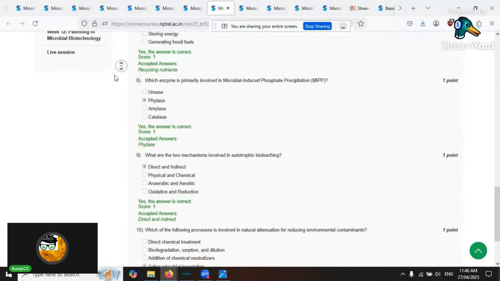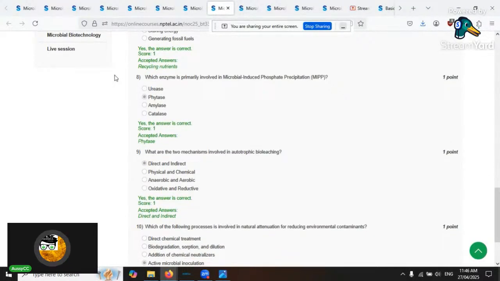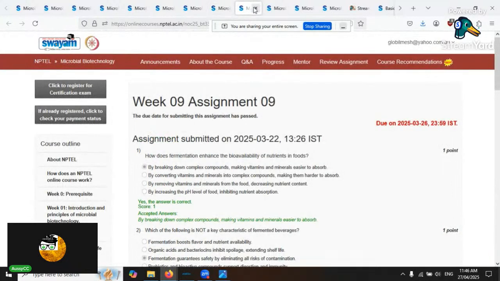What are the two mechanisms involved in autotrophic bioleaching? Direct and indirect. Which of the following processes is involved in natural attenuation for reducing environmental contaminants? Active microbial inoculation.